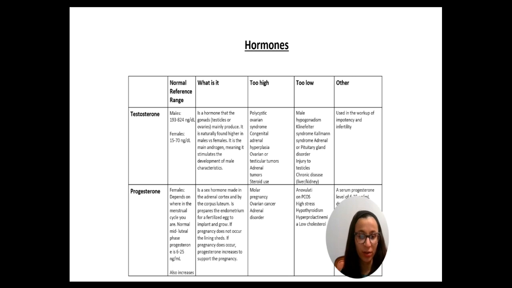So next we go on to progesterone. So the range, in terms of the value, really depends on where you are in your menstrual cycle. And what progesterone is, is a sex hormone made in the adrenal cortex and by the corpus luteum. It prepares the endometrium for a fertilized egg to implant and grow. So if pregnancy does not occur, the lining is going to be shed, which means that they have their period. And if pregnancy does occur, then the progesterone is going to increase to support the pregnancy. It's elevated in molar pregnancies, ovarian cancer, adrenal disorders, and it's too low in anovulation, so there's no ovulating, PCOS, someone who's under a lot of stress, hyperprolactinemia.